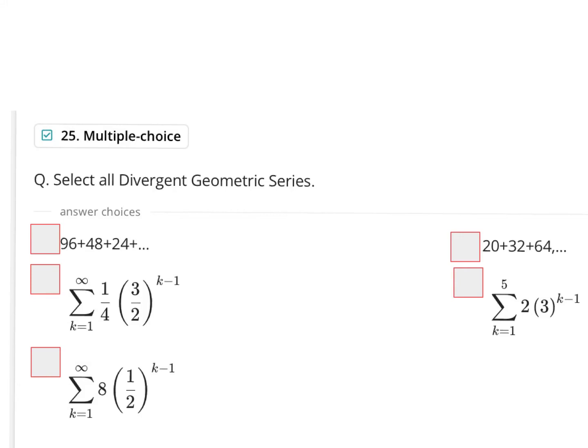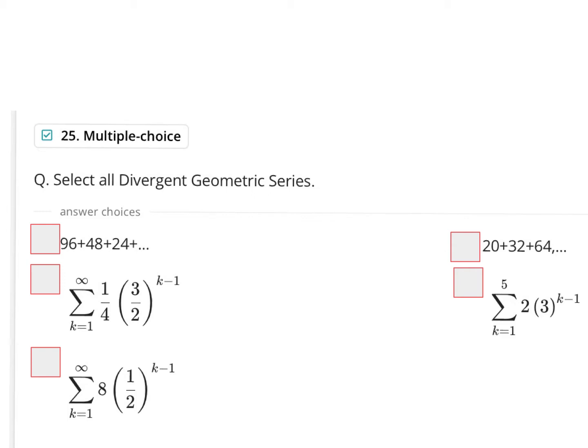So I'm making this video on a certain question of the practice test that I forgot to make a video for. This question number 25 says, select all divergent geometric series. Okay, so first of all, you need to know your vocab before you actually start deciding which one's a divergent geometric series.